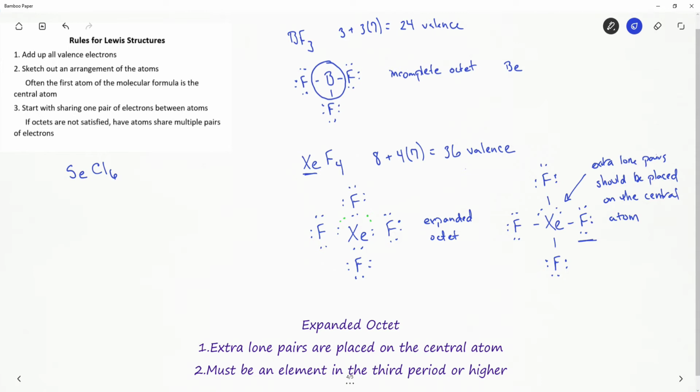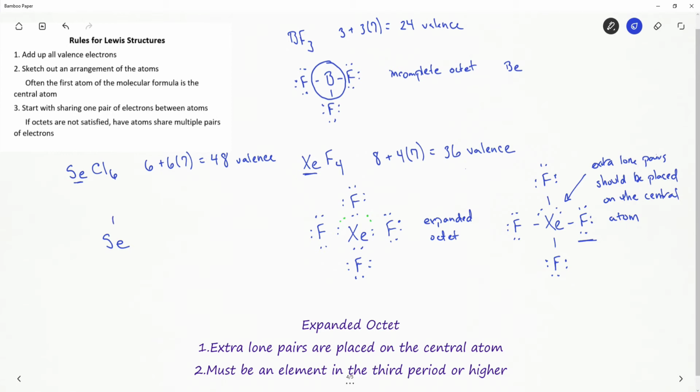Okay, so if I am adding up my valence, selenium gives me 6. I have 6 chlorine atoms. They each have 7 valence electrons. I have 48 valence electrons. You can already tell that selenium is going to have an expanded octet. Now double check, where is selenium on the periodic table? You'll find it at atomic number 34. That means that yes, it is actually in the 4th period. It can take an expanded octet.